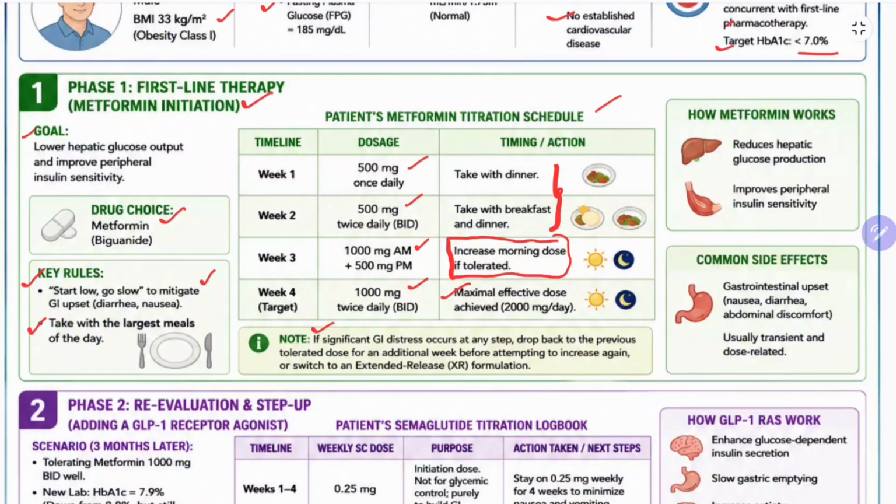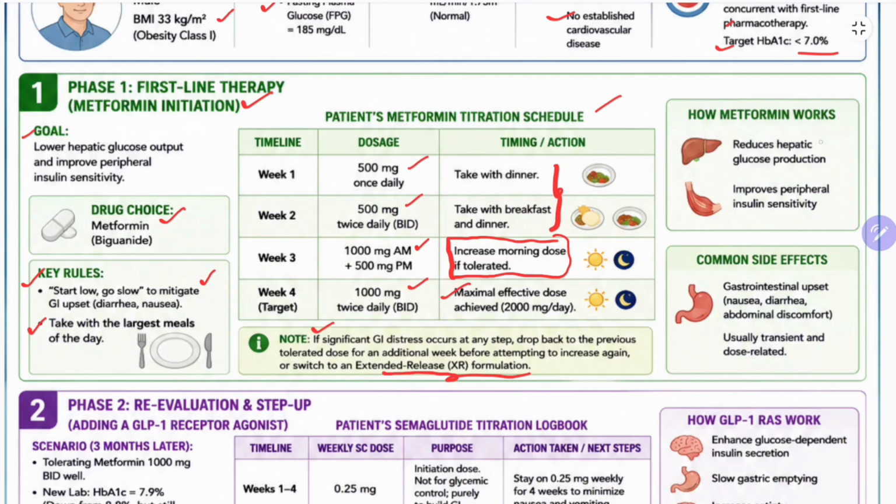If significant GI distress occurs at any step, drop back to the previous tolerated dose for an additional week before attempting to increase again, or switch to an extended release formulation of metformin. That means our goal is to increase metformin to the maximum dose, that is 2 gram per day, either by slowly increasing the dose or by using extended release formulations.